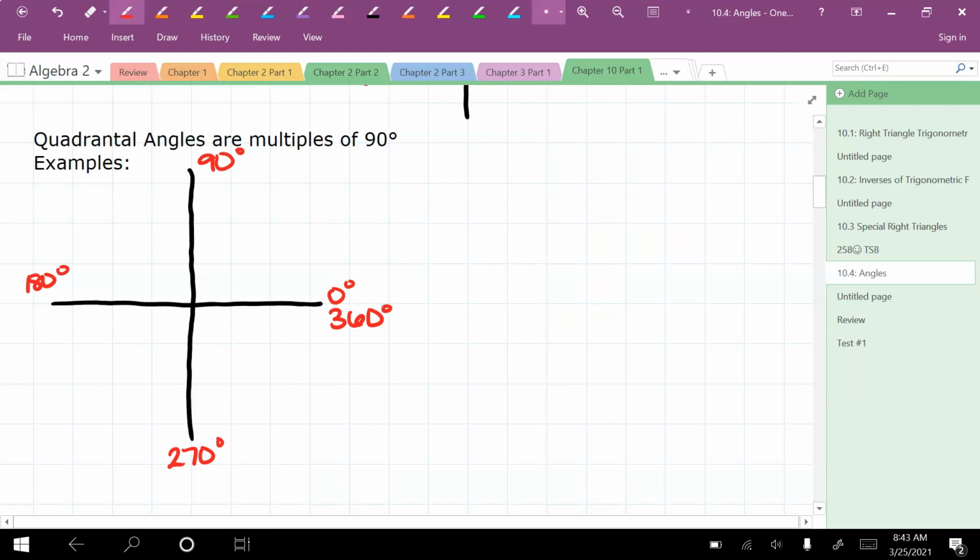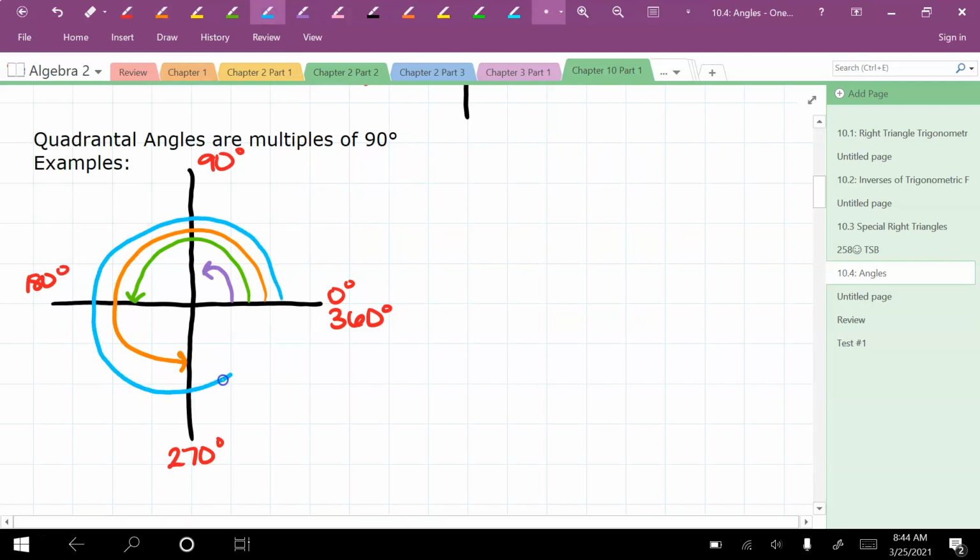So you can see angles doing any movement. It could go anywhere from 0 to 90 degrees. It could go from 0 to 180 degrees. It could go from 0 to 270 degrees. And it could make that complete circle. Okay, so all of those are talking about a different type of rotation depending on what you're doing with the shape.